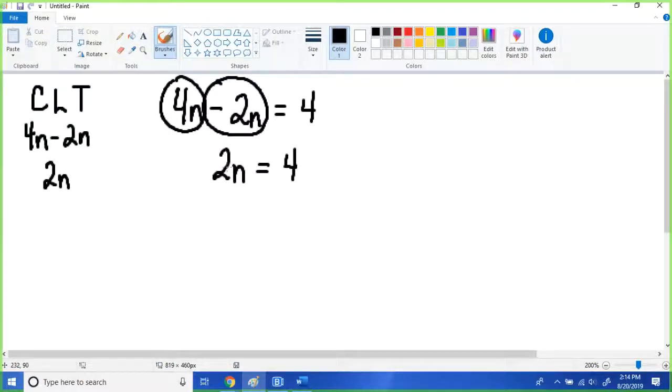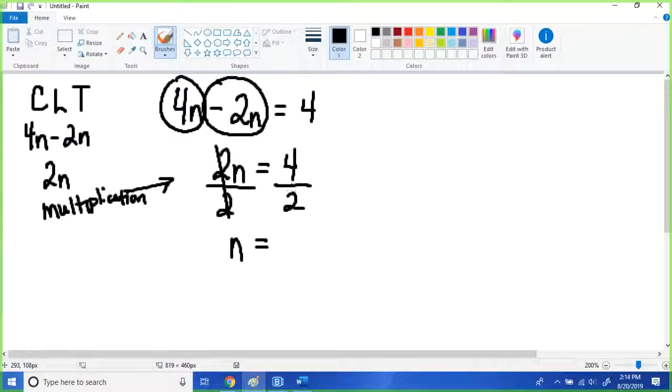Okay, 2n, anytime we have a number sitting right beside a variable, this is considered multiplication. And we want to do the opposite operation, which is going to be division. So we're going to divide 2 on both sides. 2 divided by 2 is actually 1, so it's just going to cancel out, and you'll have n equals 4 divided by 2 is 2.